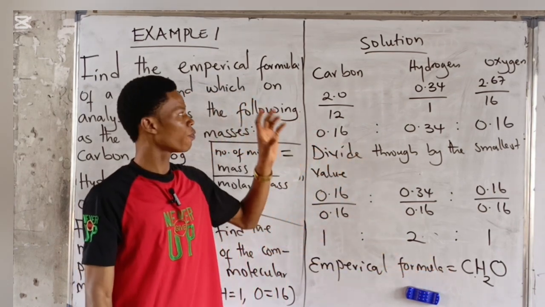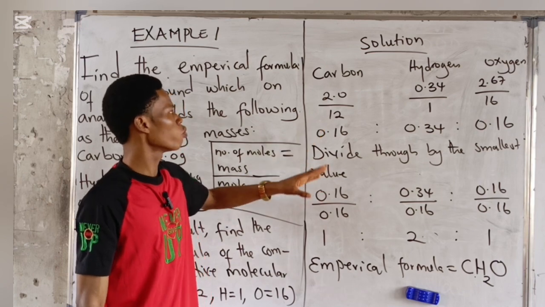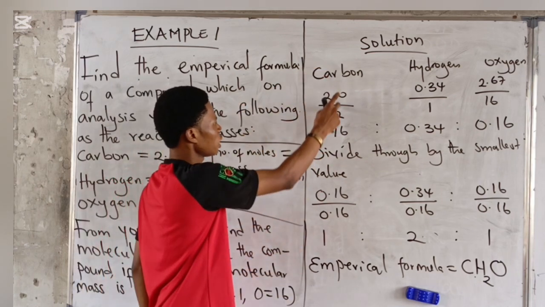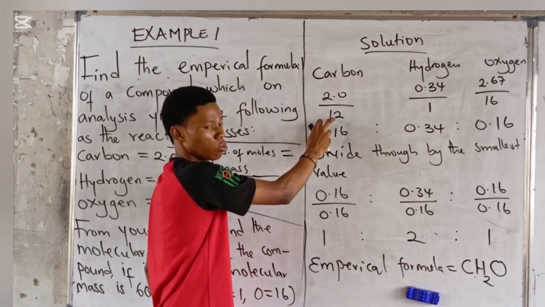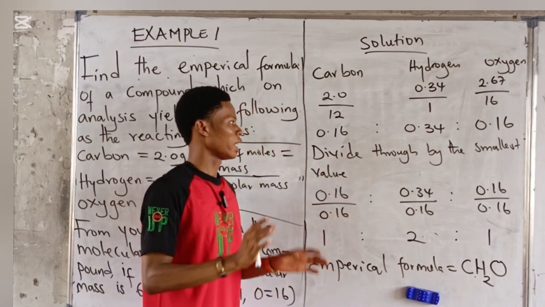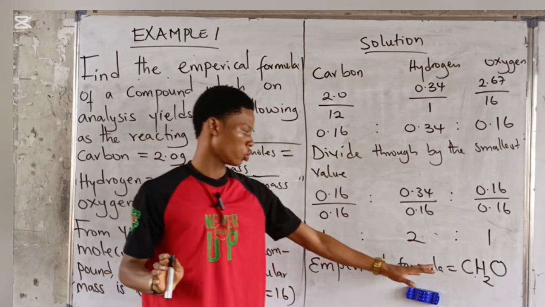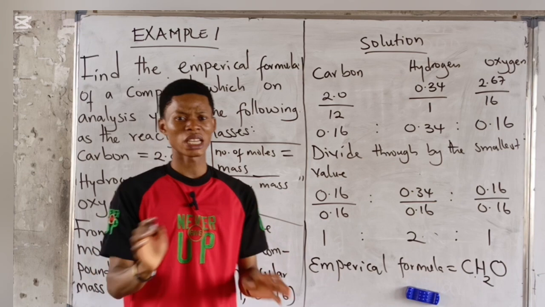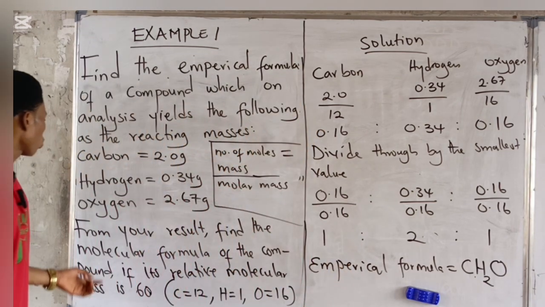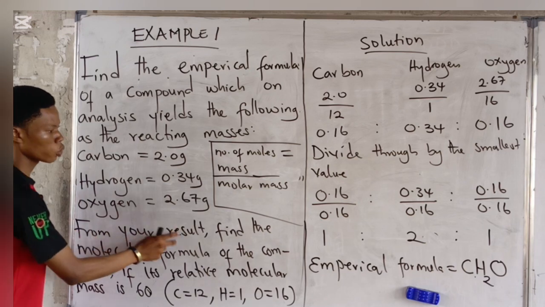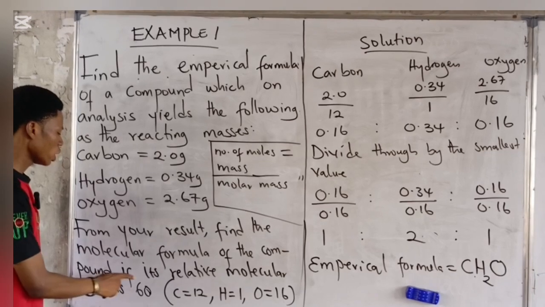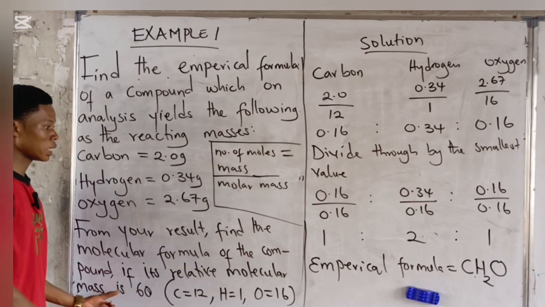Now what we did, first step, let me recap. The first step we did, we looked at the number of moles, that is the mass divided by the relative atomic mass or the molar mass. Then after getting our values, we divide through by the smallest value and we'll get our ratio. So calculating empirical formula is just two steps. Now the next thing, the question continues to say, from your result which you've gotten, find the molecular formula of the compound if its relative molecular mass is 60.